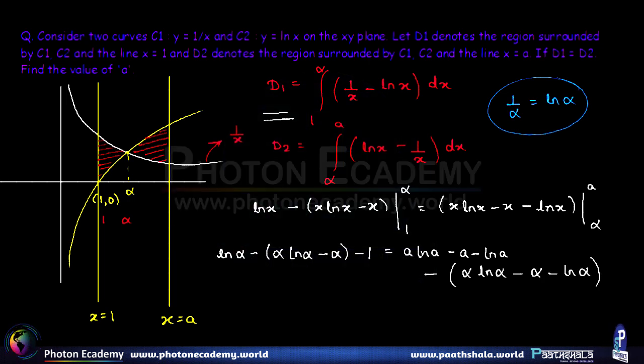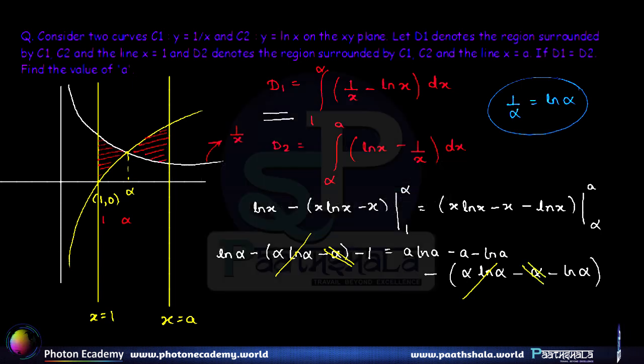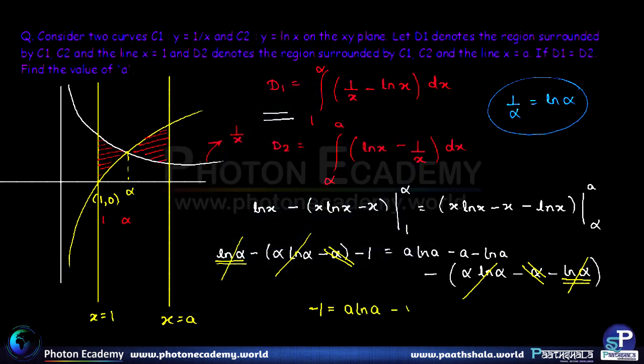Okay. So now let's see if anything is cancelling. Alpha ln alpha will cancel from here and here, and this will cancel out with this, and plus ln alpha will cancel out with minus ln alpha. So finally, after cancelling out everything, we are left with only minus 1 is equal to A ln A minus ln A.